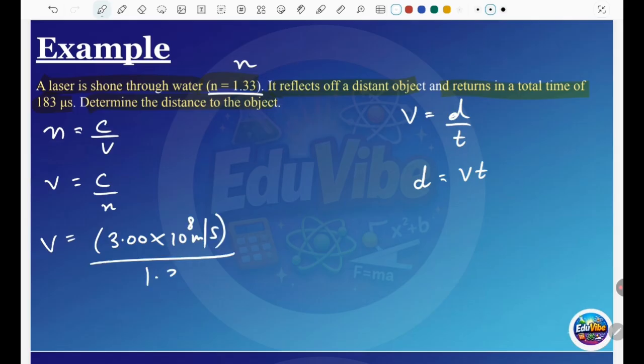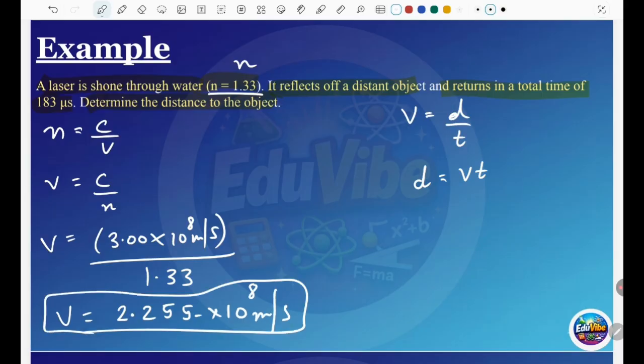And your n is 1.33. So you get v about 2.255 × 10^8 meters per second. So this is your v, which you use in this. So we get the v, and the time is the total time. So it's the total time it takes to return.